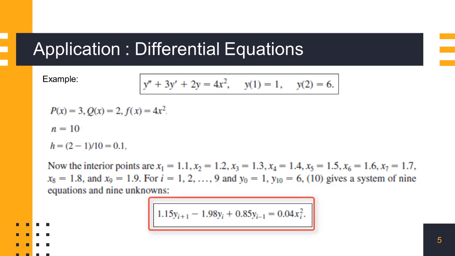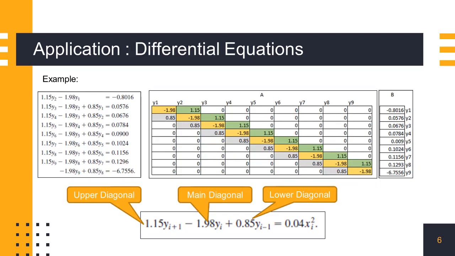Now, we form the general finite difference equation, using p, q, and f terms. Then, from the general equation, we form algebraic equations for the 9 mesh points. We assemble the coefficients of the equation in matrix A, and the right-hand side values into matrix B. We can observe that, in the finite difference equation, first term coefficient forms the upper diagonal of matrix A, central term forms the main diagonal, and last term forms the lower diagonal. We can solve this system of equations using backslash operator, and get the solution vector.